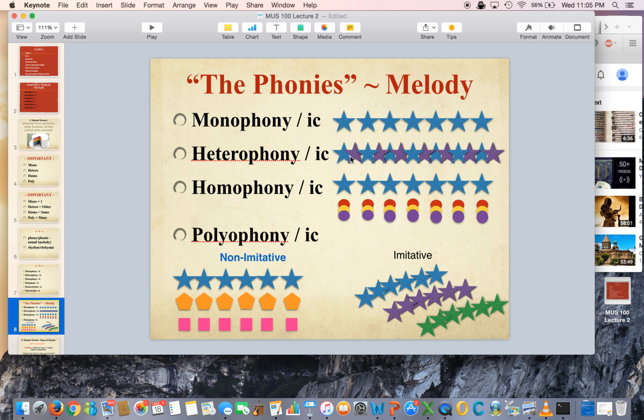Heterophonic means I'm going to sing the melody, the blue stars, and somebody else is going to play the melody a little bit different, and we're going to kind of improvise and play around with the same melody at the same time. That's jazz. You hear that in the New Orleans jazz, which I'm going to play an example for you in a minute.